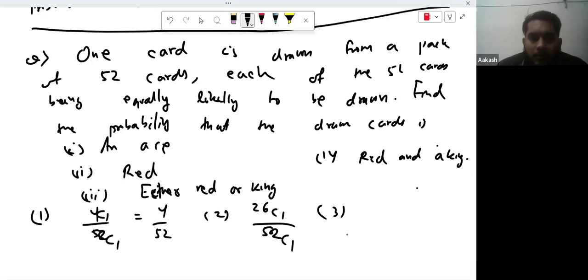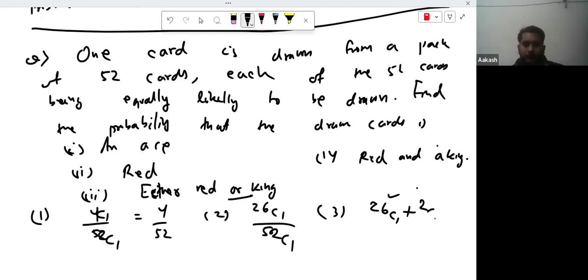Third one is either red or king. So whenever you have or, remember to plus. So or means plus, that means either red, 26C1, plus a king. So how many kings are there? 4 kings. But remember 2 we have already counted. So only 2 kings then. 2C1 upon 52C1.